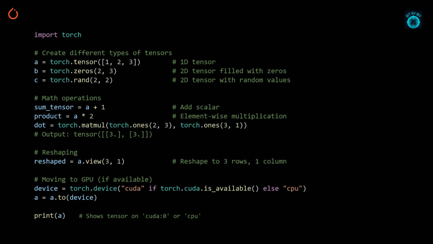Finally, we move the tensor to the GPU using the .to method. We first define a device based on whether CUDA is available. Then we call .to with the device. The print statement shows where the tensor is stored, on the GPU or on the CPU. These operations form the basics of how you work with data in PyTorch.